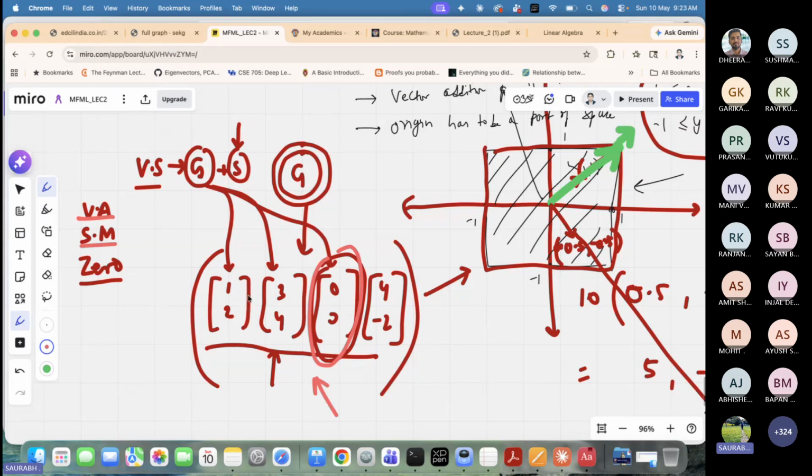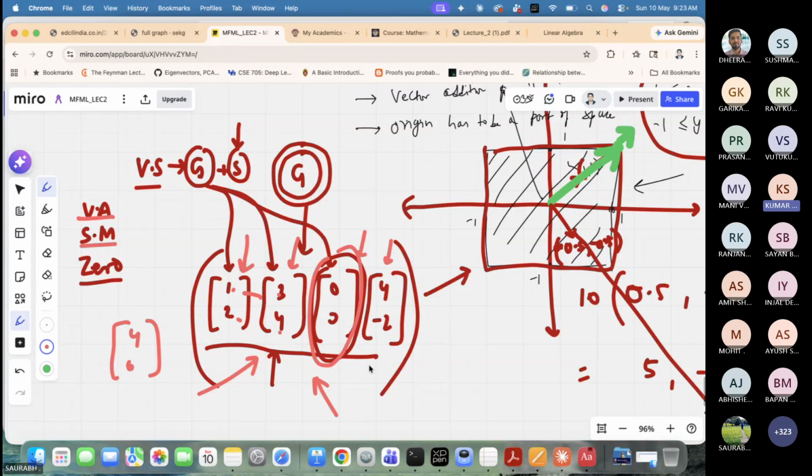When you combine these first two, 1 plus 3 is 4, 4 plus 2 is 6. The output becomes 4 and 6. Now 4 and 6 is not already a part of these four vectors. Hence, a space only governed by these four vectors will not be a vector space.